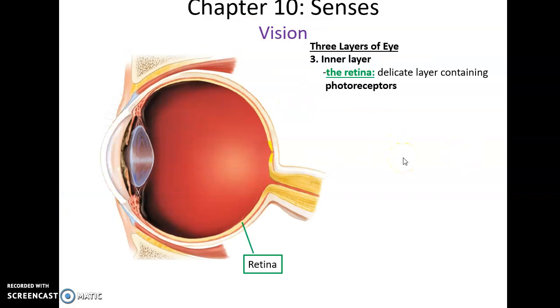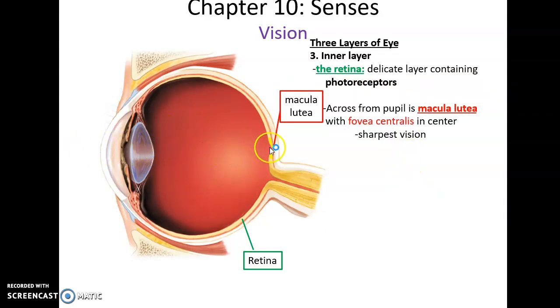All right, the third layer of the eye is the retina. So the retina is the innermost, the deepest layer of the eye. It is a thin, delicate tissue structure covering the back portions of the eye. It does not cover this area of the eye. And the retina houses the photoreceptors, the structures that detect light.